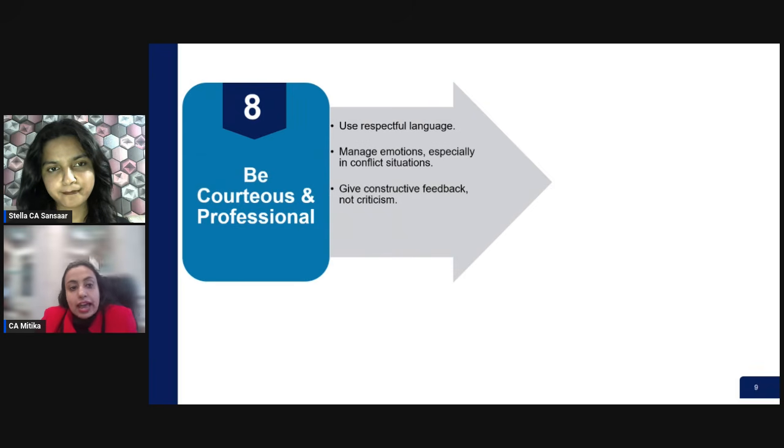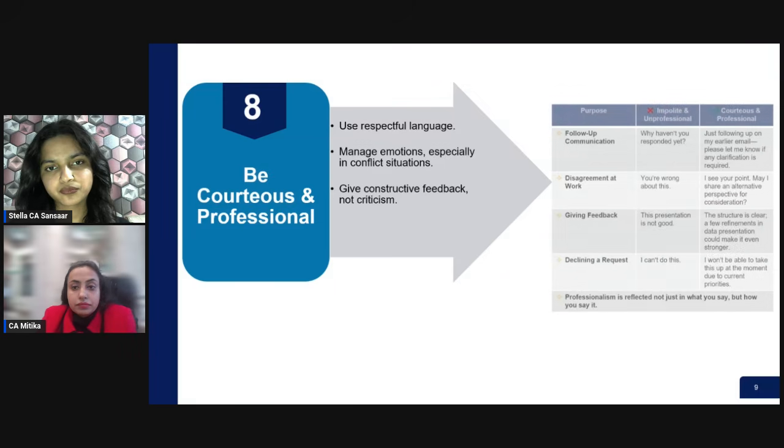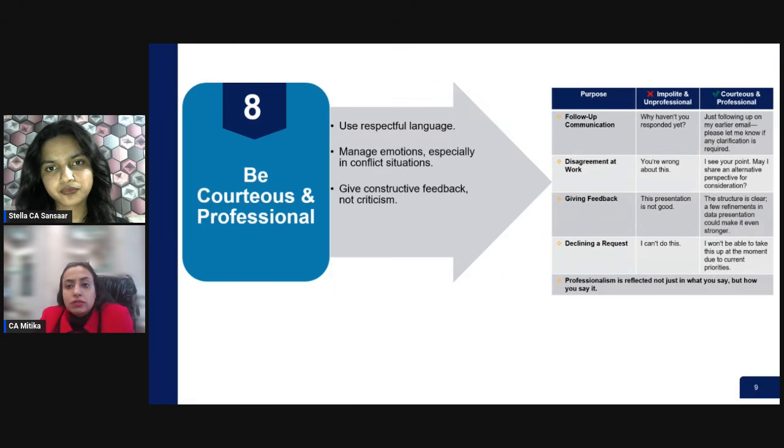Be courteous and professional. Remember, again, the 7 C's, the last C we had was being courteous. So use respectful language, manage your emotions, especially during conflict situations. And remember, as we have discussed in the previous rule as well, give constructive feedback, not criticism. So during a follow-up communication, we ask the person, why haven't you responded yet? Very derogatory. How to make it courteous and professional? Just following up on my earlier email, please let me know if any clarifications are required.